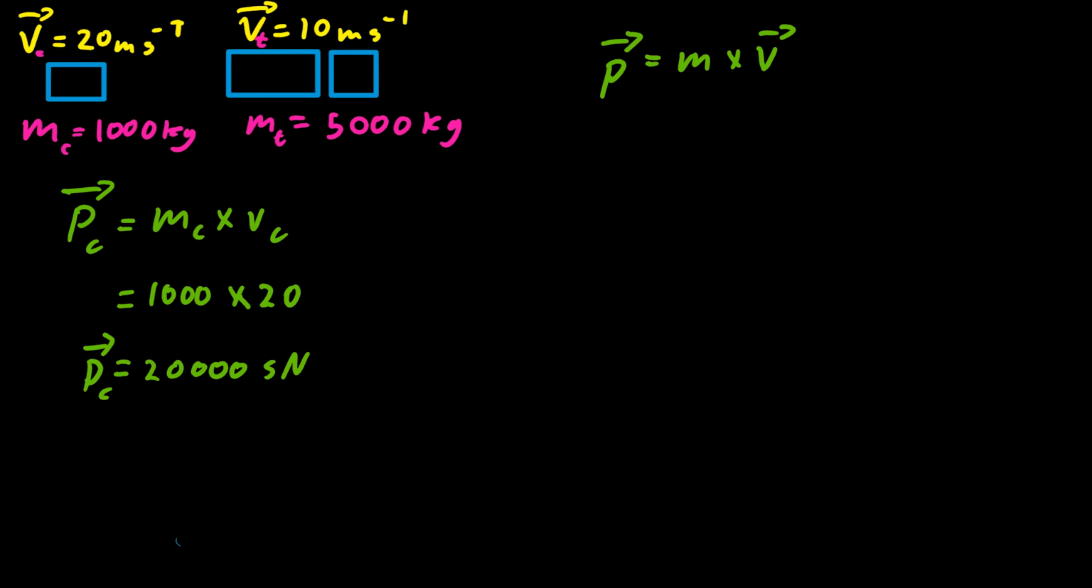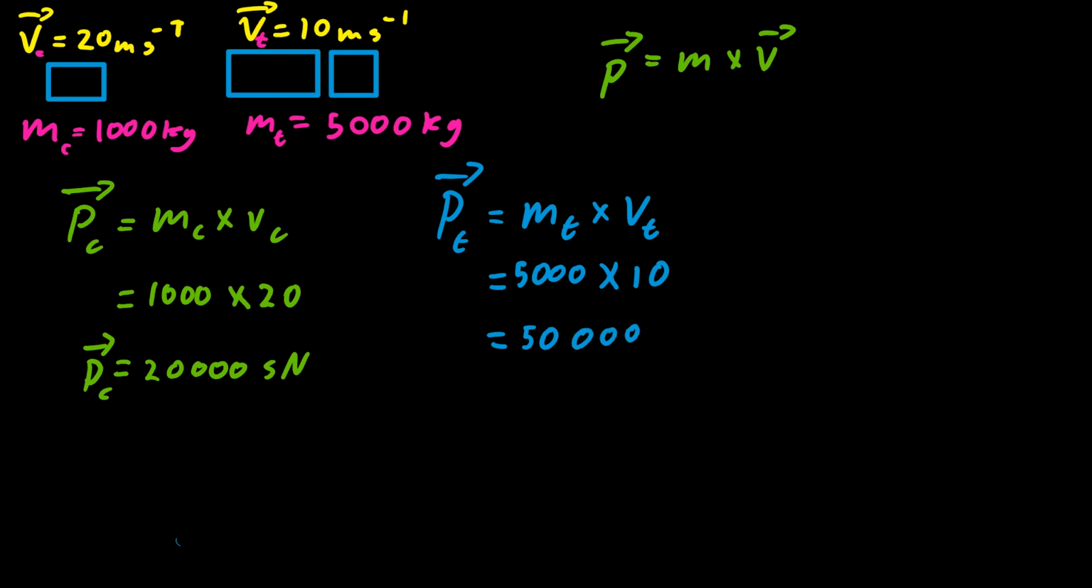So what then is the momentum of our truck? Well, momentum T is equal to the mass of the truck multiplied by the velocity of the truck. And that should be equal to 5,000 multiplied by only 10 meters a second, which should be equal to 50,000 sec newtons.